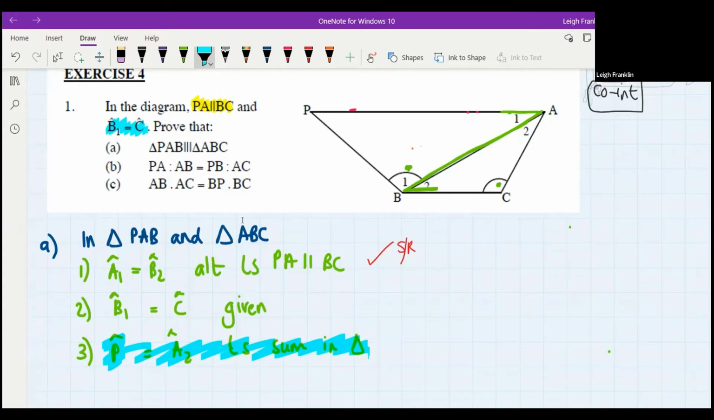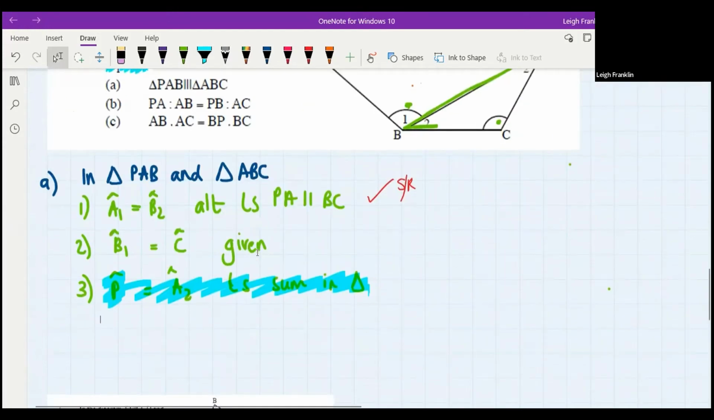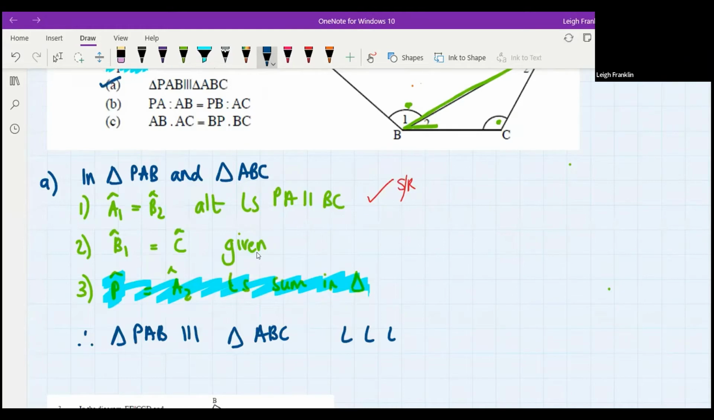Okay, so now that we've proved that these triangles are indeed similar to one another, we can conclude that they are similar and state the corresponding sides that are in proportion. Triangle PAB is indeed similar to triangle ABC, and we've proved that from angle, angle, angle. So we're all happy. We've managed to do the first question. Any questions, Matrix? Go for it.